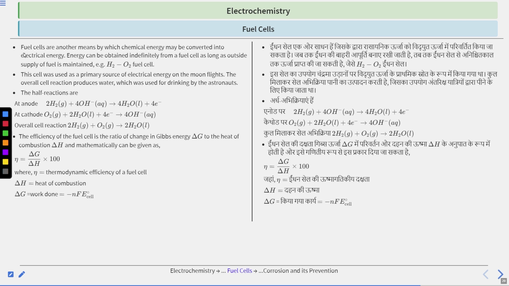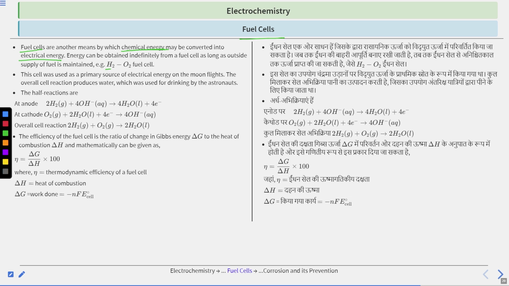Now fuel cells are another means by which chemical energy may be converted into electrical energy. We have studied so many types of cells till now, and now we are studying the fuel cells. Energy can be obtained indefinitely from a fuel cell as long as an outside supply of fuel is maintained.